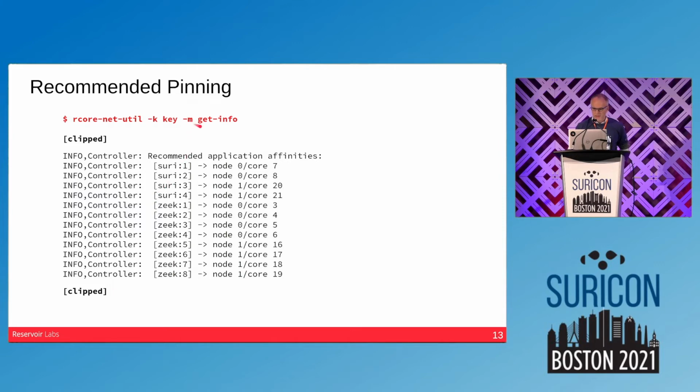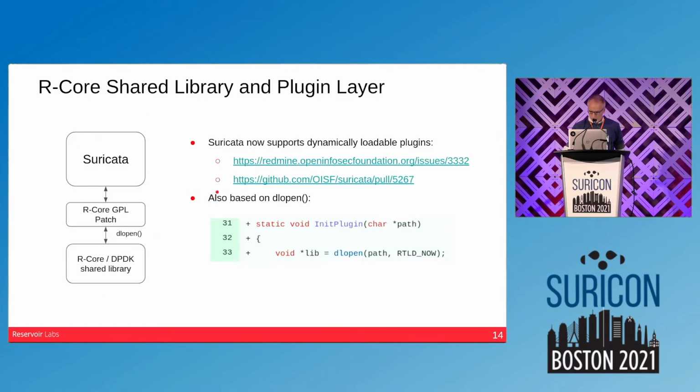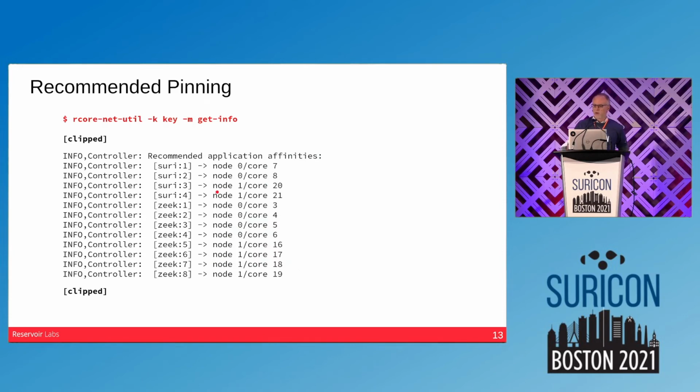There's this method called getInfo that's going to give you, among other things, the recommendation. So this is telling you, you want to run 4 Suricata workers, so it's recommending to use Node 0, Core 7, and so on and so forth. Once you have deployed the controller, you can then run Suricata based on this mapping. You could even instrument that in a script and do that automatically.